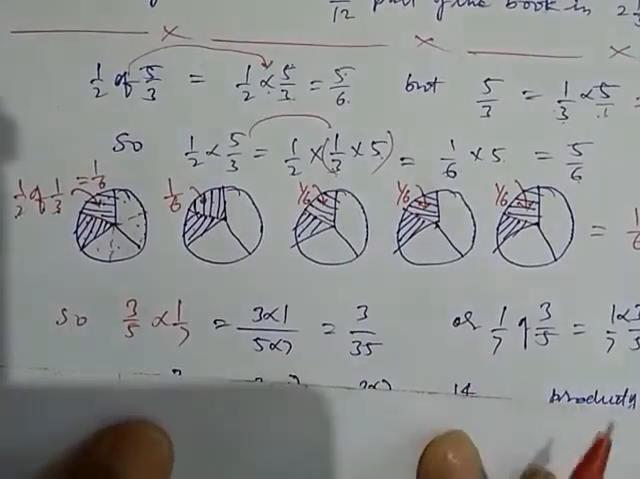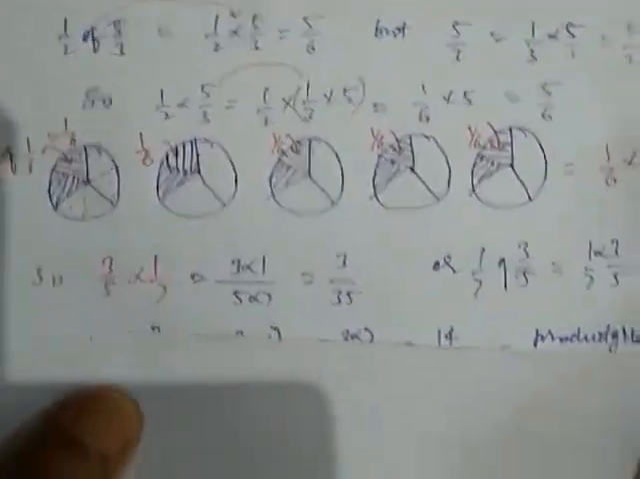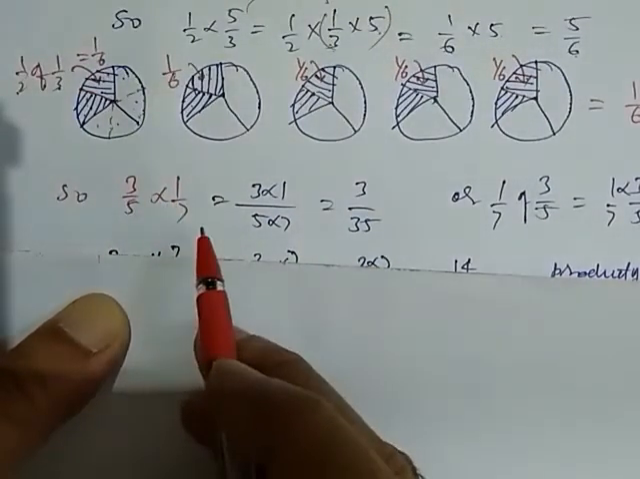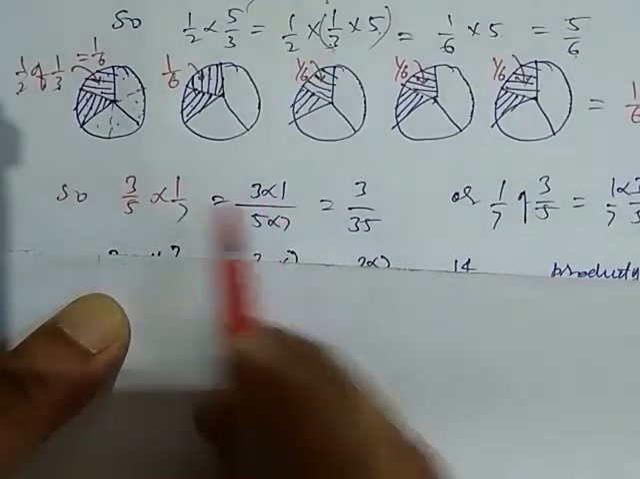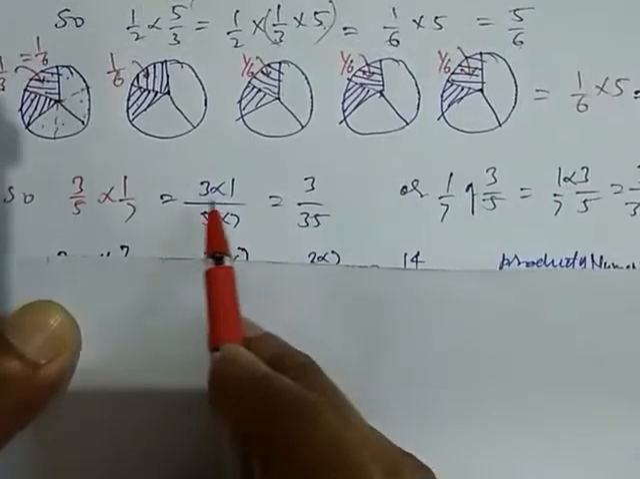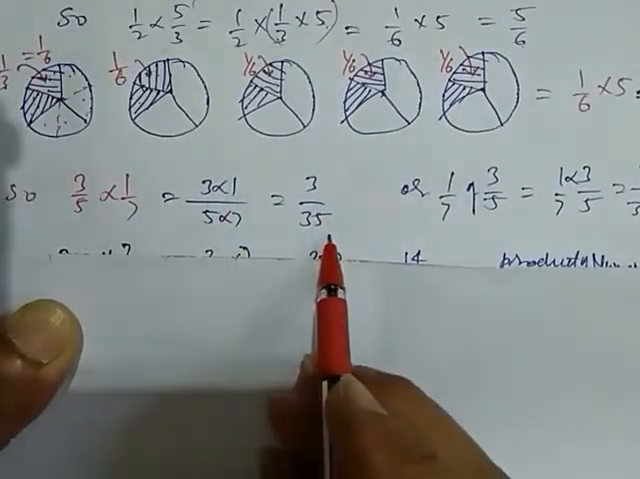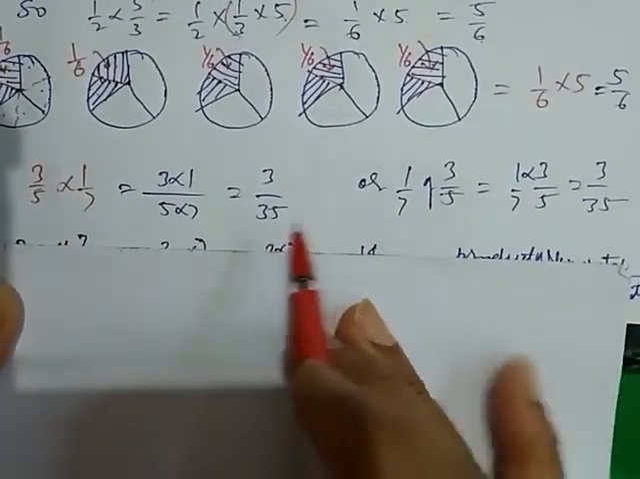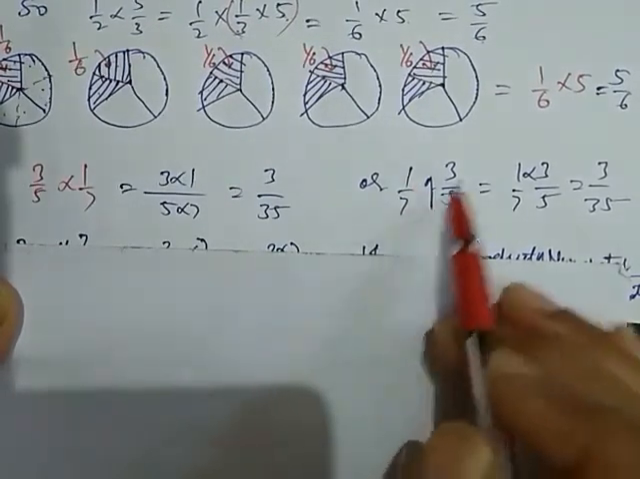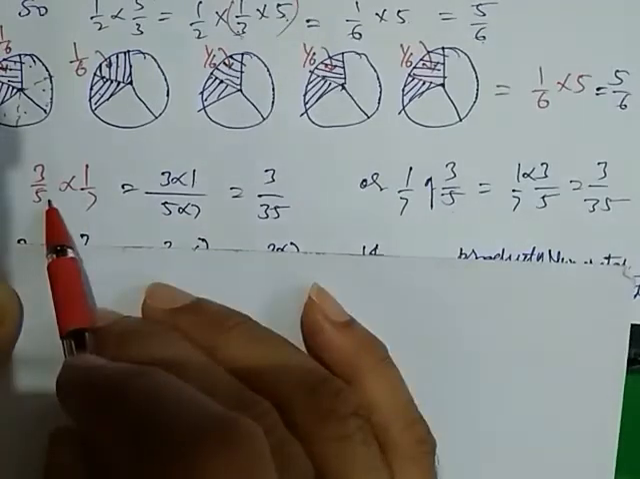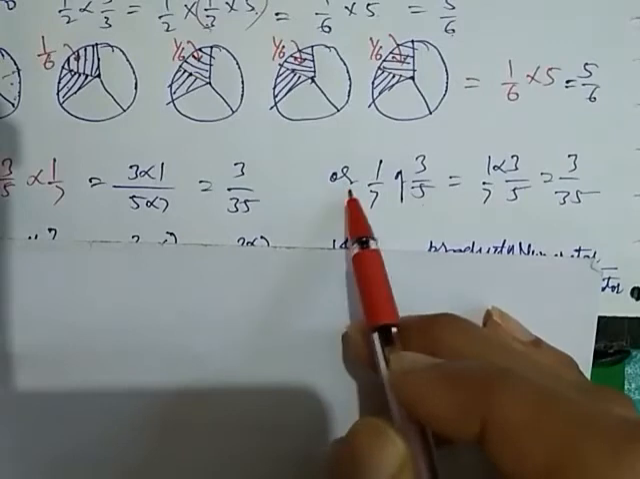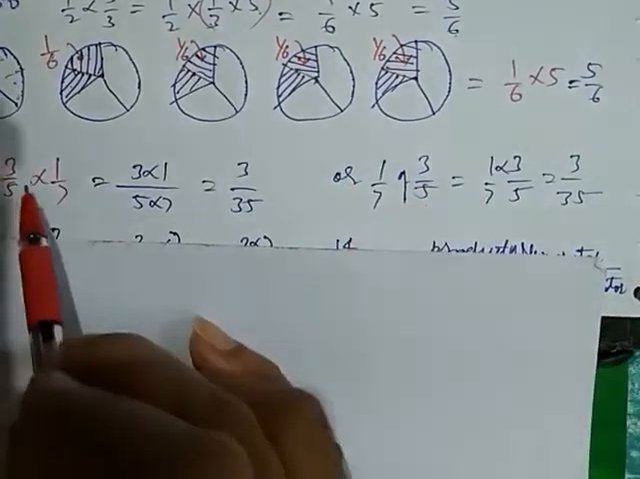Now we take another example. 3 by 5 into 1 by 7. So we just multiply 3 into 1 and 5 into 7. So it becomes 3 by 35. So we can write this as 1/7 of 3 by 5. Here this is 3 by 5 of 1/7, but we can write this as 1/7 of 3 by 5. One and the same thing.